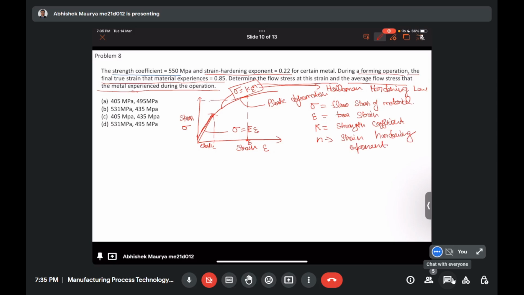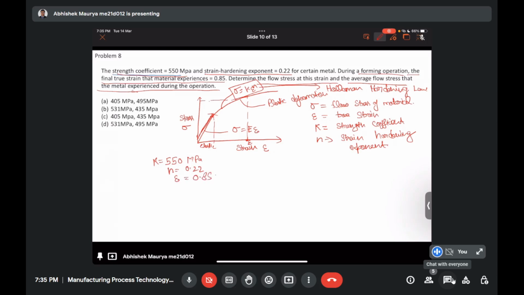Now let's see what is given in the problem. We are given the strength coefficient, 550 MPa. It means K is given. And what else is given? The strain hardening exponent n is given. And the strain at which we need to calculate the flow stress is also given.